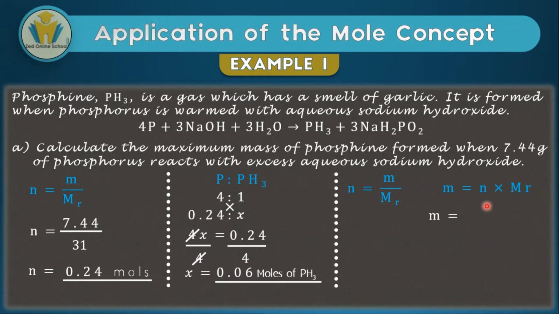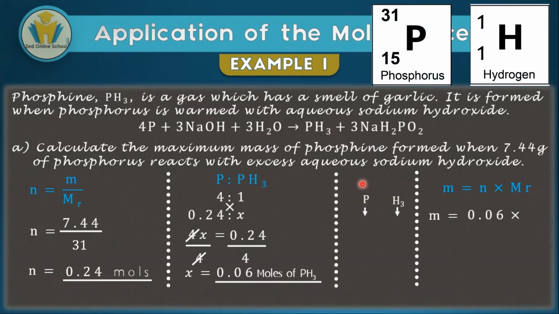So we're going to take n, which we just found, 0.06, and multiply it by the molar mass of phosphine. Now, it's not that we don't have the substance phosphine on the periodic table, but we have the individual elements that make phosphine on the periodic table. What I mean is that we have the atomic mass of phosphorus, and we can find the mass of the 3 hydrogens that are found in phosphine. Therefore, it's just like we did in the video about how to use mole concept formulas. We're going to find the molar mass of phosphine.